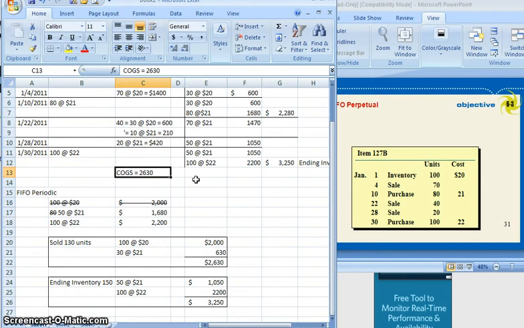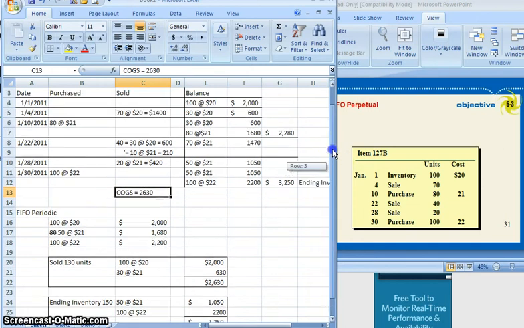However, when we go to do the LIFO system, the LIFO perpetual and LIFO periodic will not work this way. Only FIFO periodic and perpetual work this way. Okay, so let's start looking at this. We're going to use the same numbers.